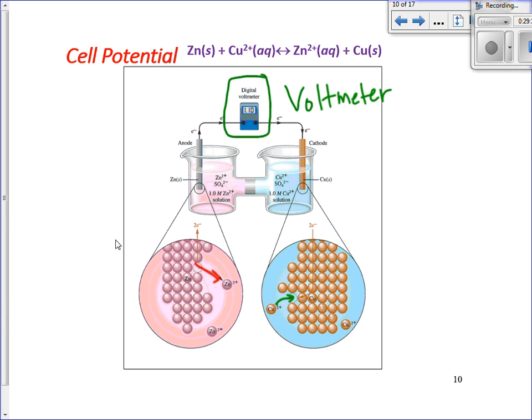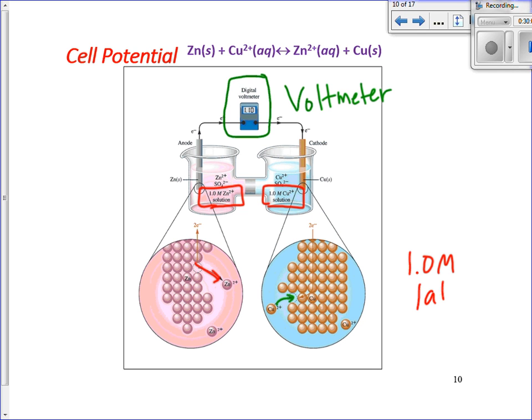Another thing to note about here is you see this is 1 molar here. This is 1 molar here. A lot of your galvanic cells, you're going to be seeing them under standard conditions, where the concentrations of the solutions are going to be 1 molar. Okay? And our standard reduction potentials are based off of 1 molar solutions. So 1 molar, what are our other standard conditions?